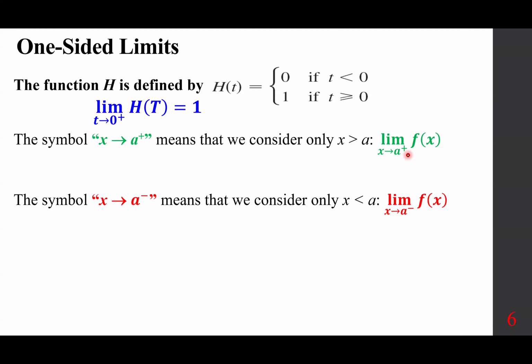The symbol x approaching a from the left means that we consider only x less than a. Limit of f of x as x approaches a from the left. And so the limit of h of t as t approaches 0 from the left is 0 because you use the less than.